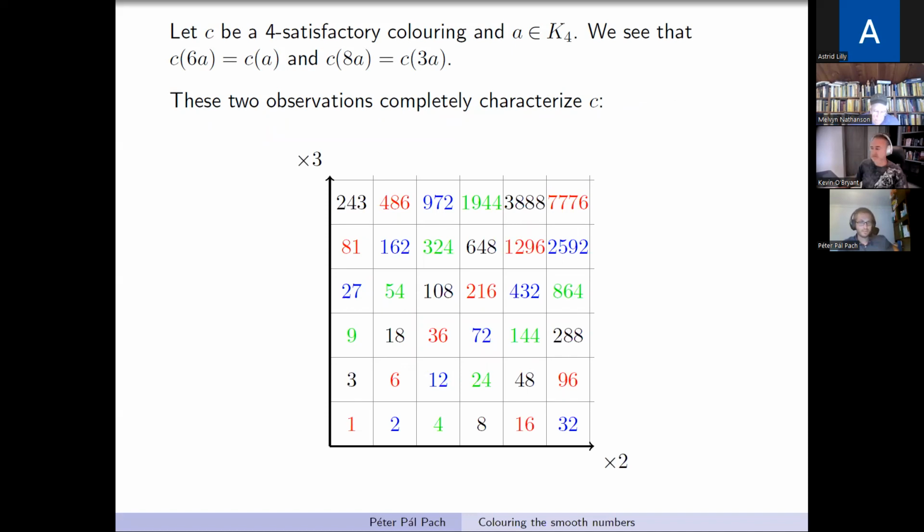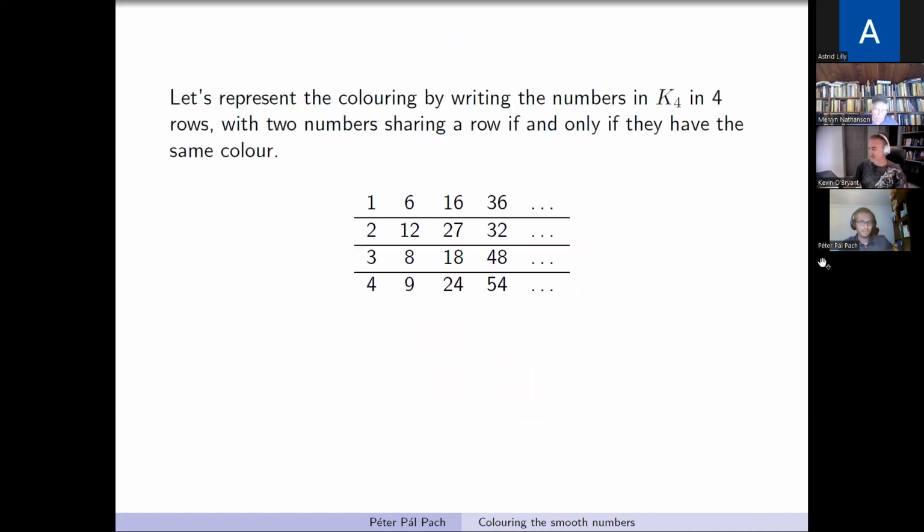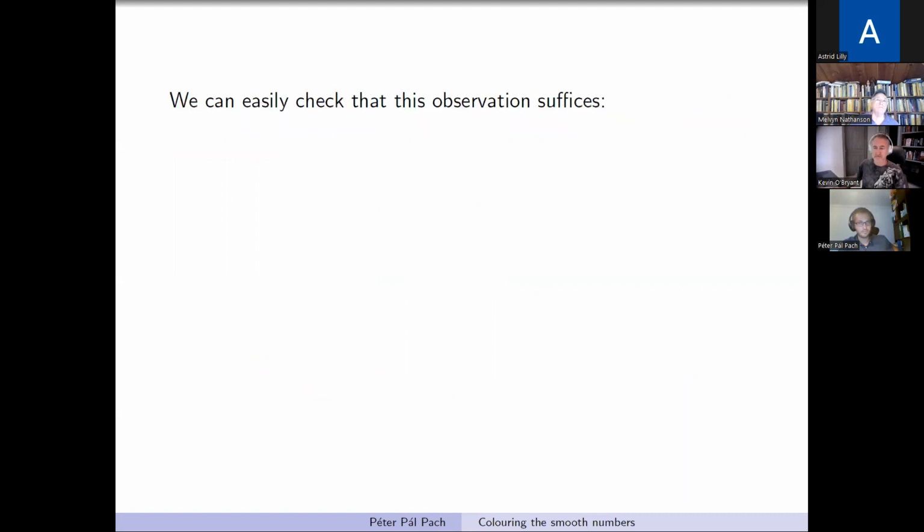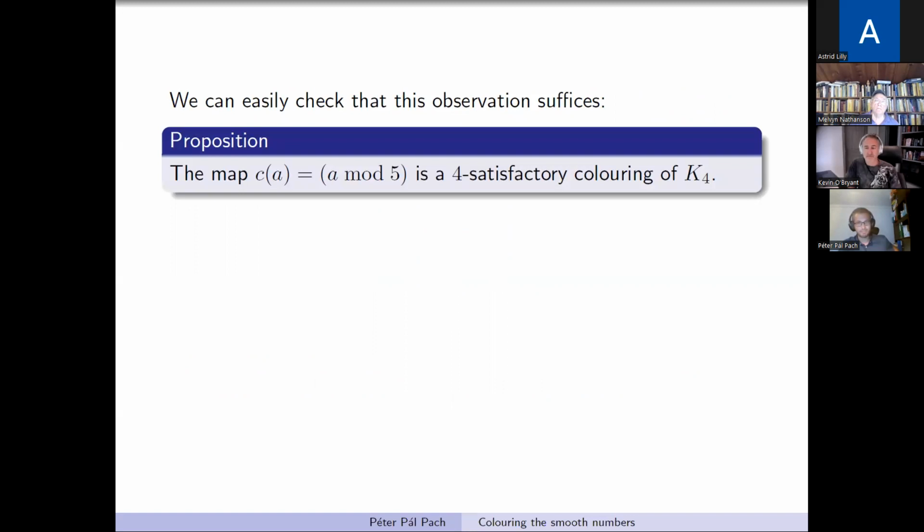Let's take a look at the color classes that we find here. So here I collected the 4 color classes, and if you look at it for a while, you can notice a pattern. Namely, the color classes are the residue classes mod 5. The residue class of 0 is missing. We color only the 4-smooth numbers. And it is really easy to check that this coloring is indeed fine.